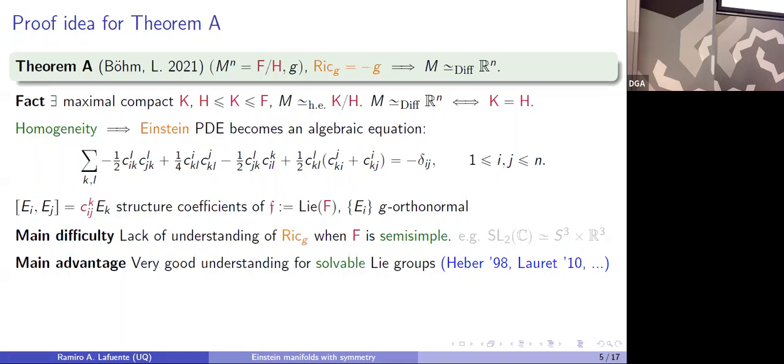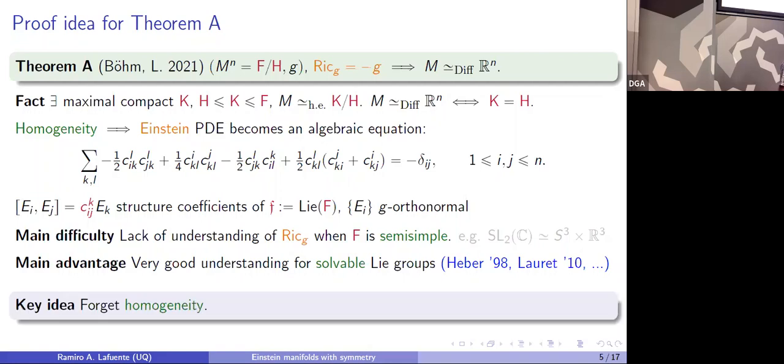So the idea is to try to use this very good understanding in the solvable case and then do something about the semi-simple part, right? So perhaps the key point is you want to study this equation by forgetting that the manifold is homogeneous. So then again, coming back to your question, we're going to forget that the metric is constant. We only look at certain non-transitive symmetries, and then there's a disadvantage, of course. You get a PDE instead of an algebraic equation, but that's the price you have to pay. So we're going to study the Einstein equation under a non-transitive group.